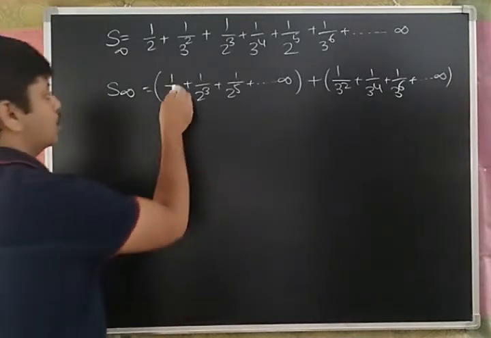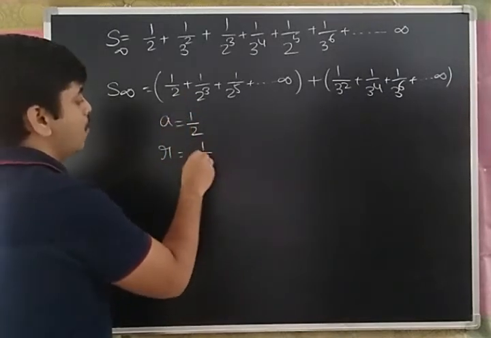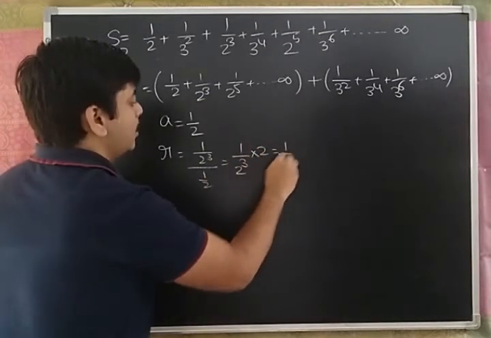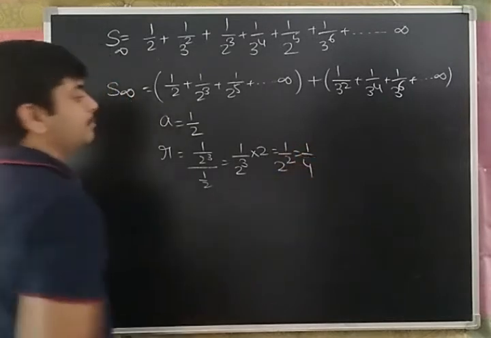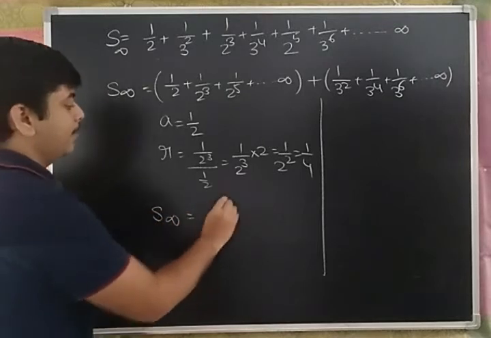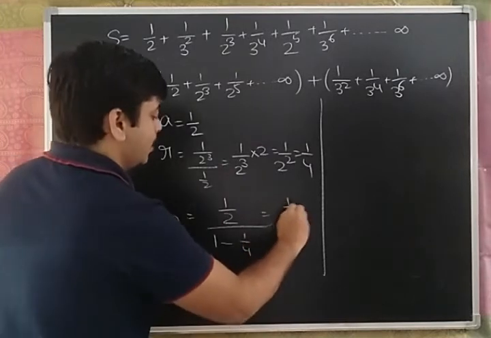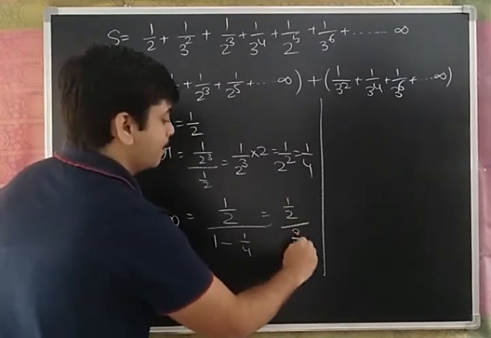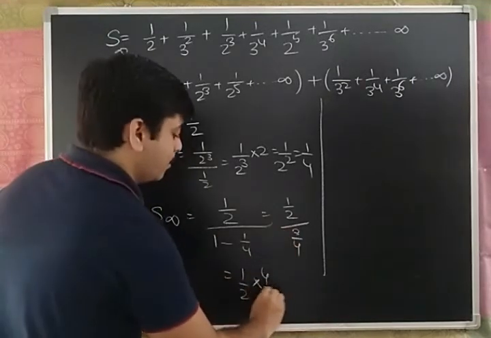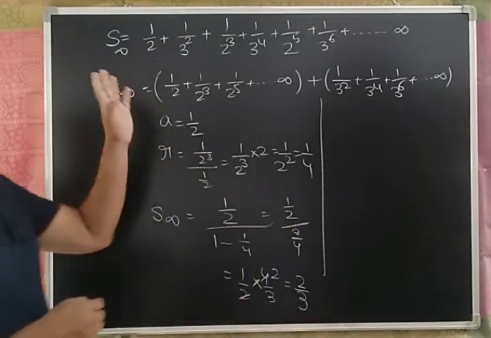See here. The first element is 1 by 2. The common ratio is 1 by 2 cube divided by 1 by 2, which is 1 by 2 cube into 2, which is 1 by 2 square, or actually 1 by 4. So what is S infinity here? A by 1 minus r, with r being 1 by 4. So 1 by 2 by 3 by 4, which is 1 by 2 into the reciprocal 4 by 3. So the value of this one will be 2 by 3.